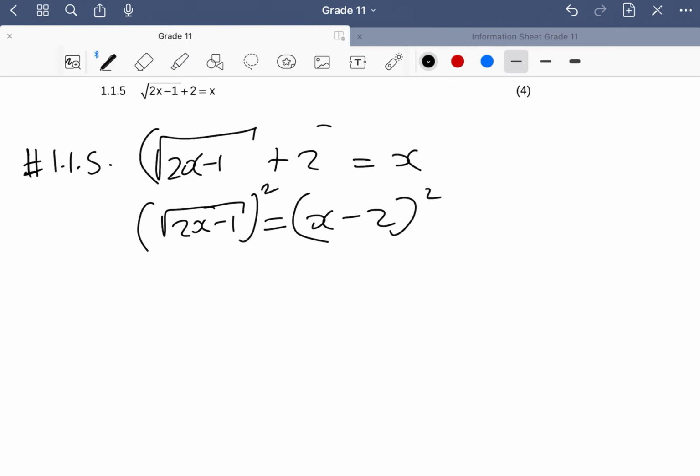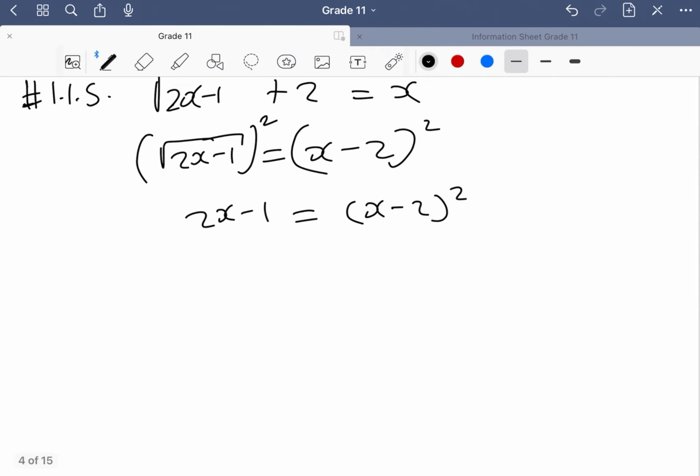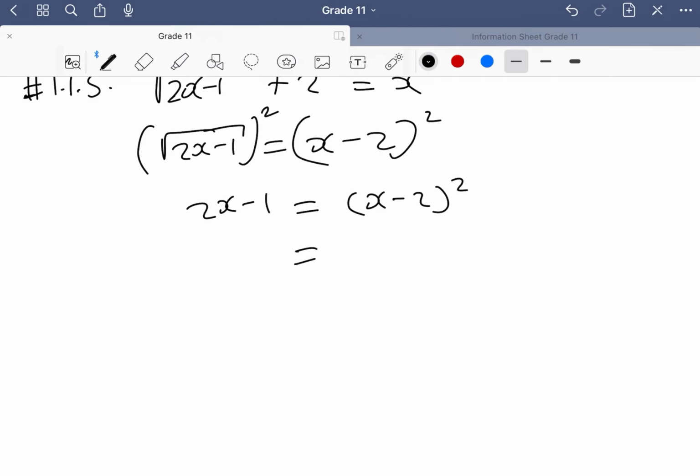The reason we cannot do this before is that you're not cancelling the square root, you still have that 2 there. To fully cancel the square root, you have to do what I did here, and introduce the square on both sides, and then that square root will be cancelled by that square. So you're gonna have 2x minus 1 is equal to x minus 2 squared. And then from here you can now remove the bracket.